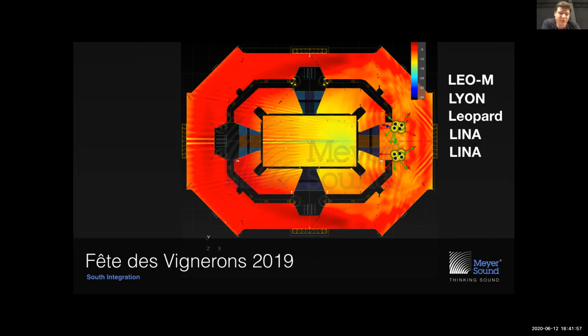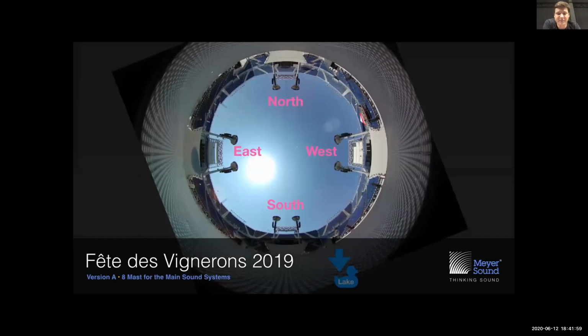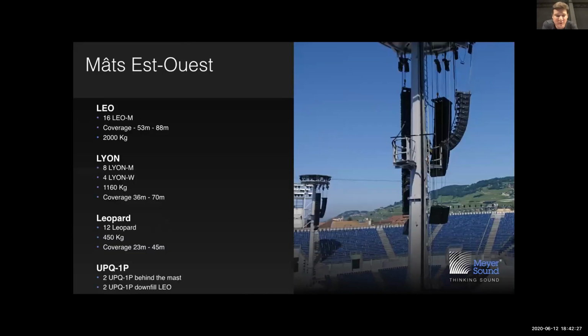So it turned out pretty well. That was the south to north mast. And so the next slides are about the east to west coverage. Remember, the coverage from south to north is much longer than east to west. East to west, we have the same amount of speakers, but the angles in the arrays are vastly different, because the distance is much smaller.